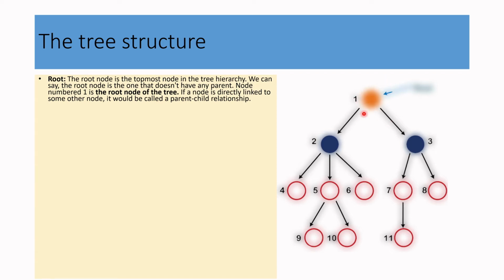And if a node is directly linked to some other node, it is called a parent-child relationship. Understand?